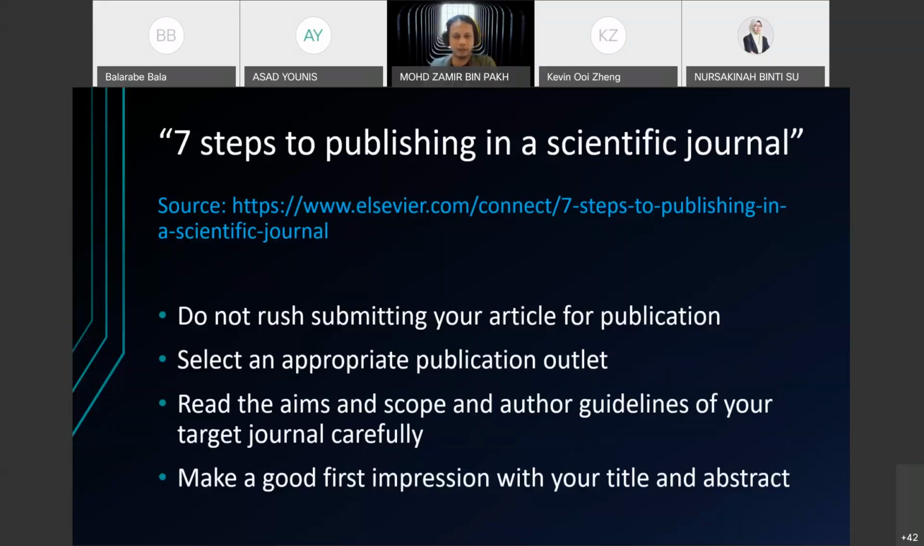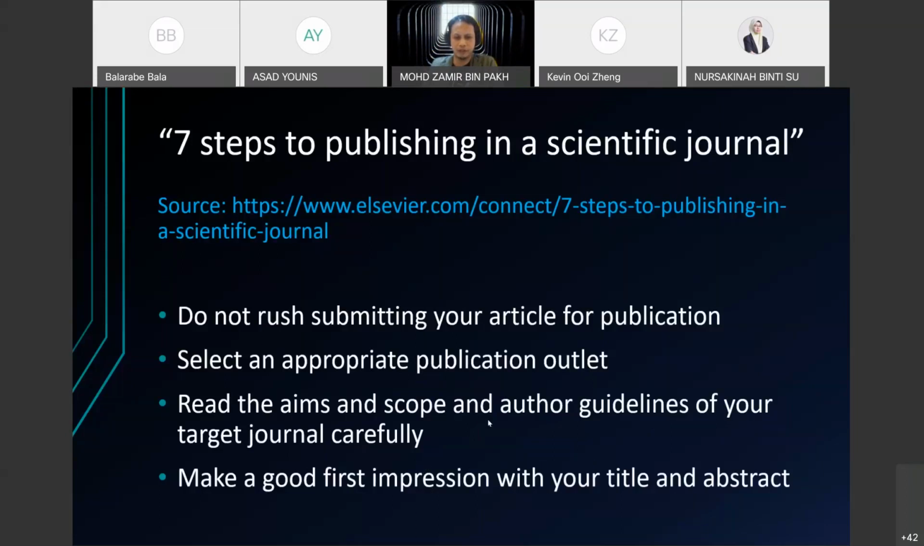Select an appropriate outlet or the journal to publish. Read aims and scope. Okay, author guidelines is very important, because journal to journal have unique requirements, I would say. Even though they have certain sets of documents that you have to submit, some have unique requirements that you have to submit in order to be reviewed.